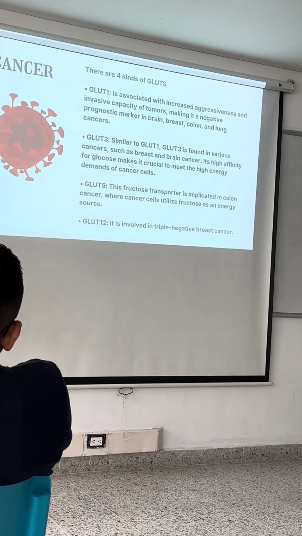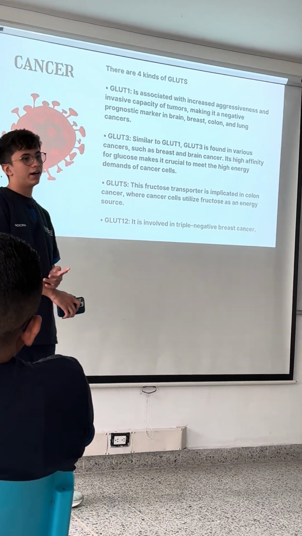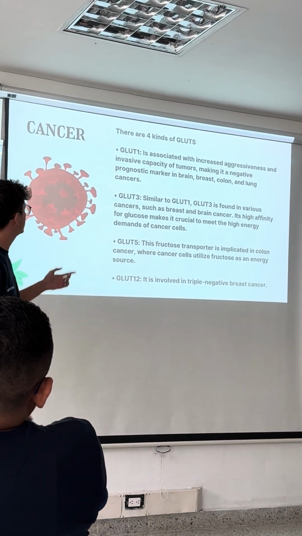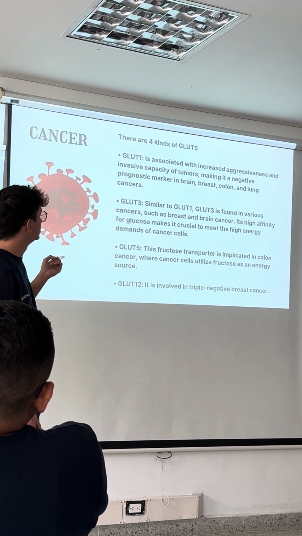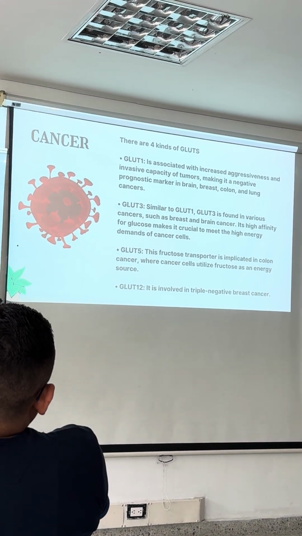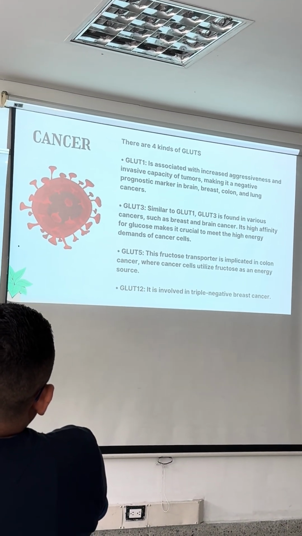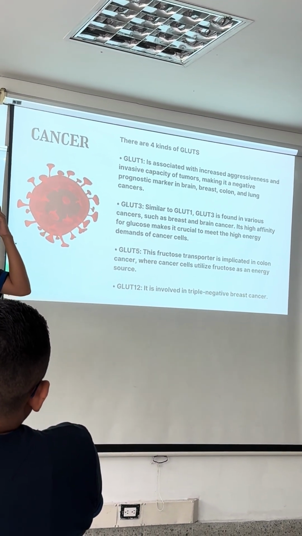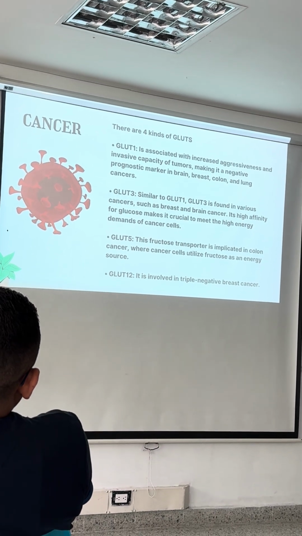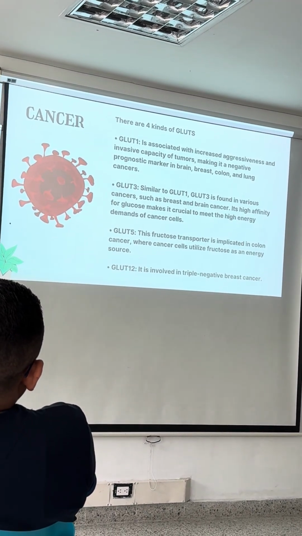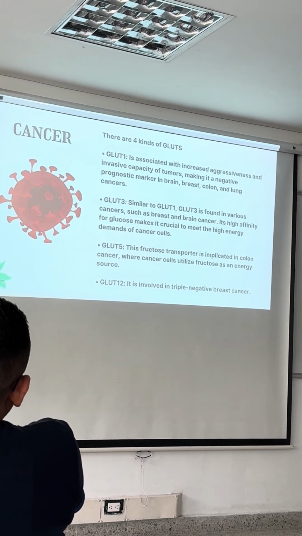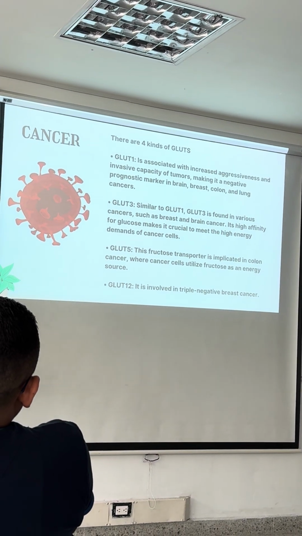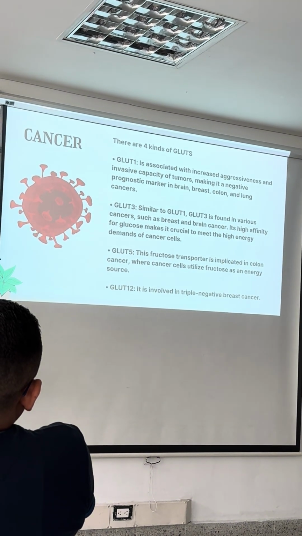So the first is cancer. There are four kinds of GLUTs in this pathology. The first is GLUT1, associated with the aggressiveness and invasive capacity of tumors, making it a negative prognostic marker in the brain, the colon, and the lungs.